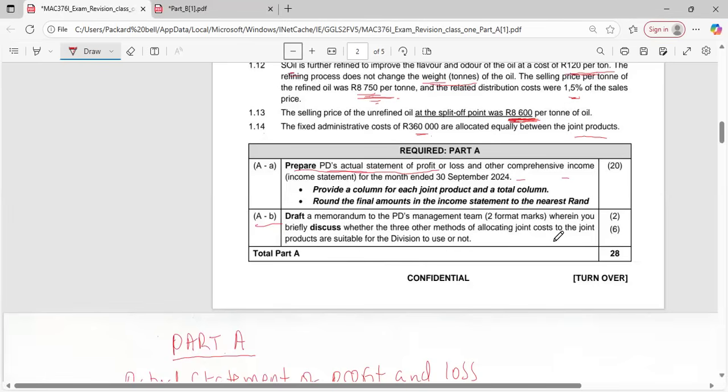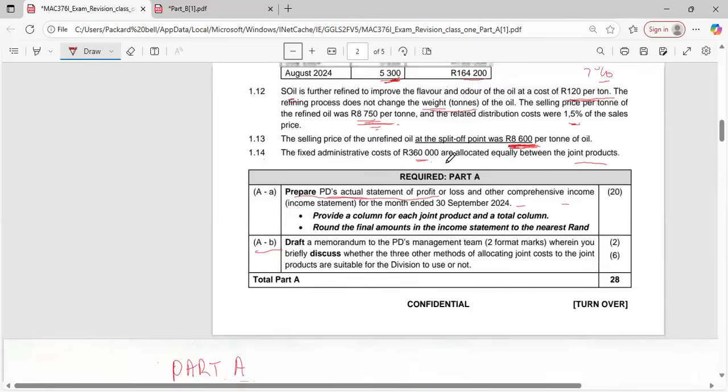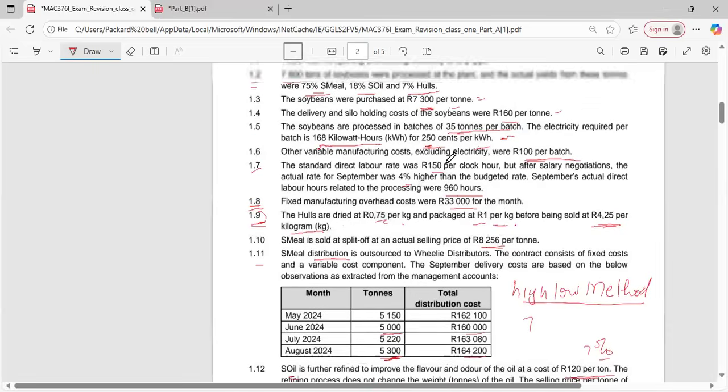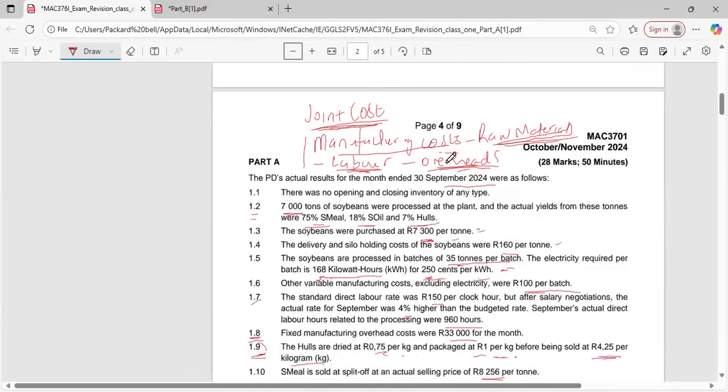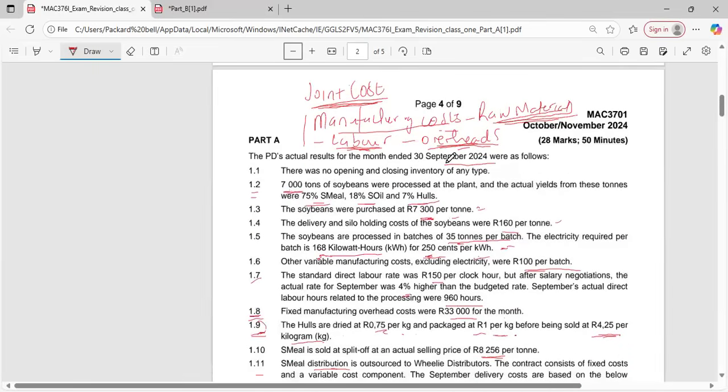So I want you to check and try to see whether they are suitable for the information that we have here. When you are answering, check: if you are going to use the net realizable value, is it suitable here? Remember, the net realizable value is after further processing. So you should look at whether there was further processing done on the product. If there was, then the net realizable value can be applied here.